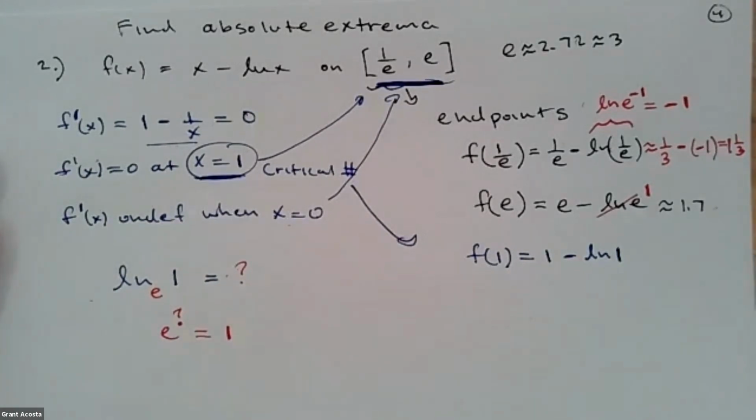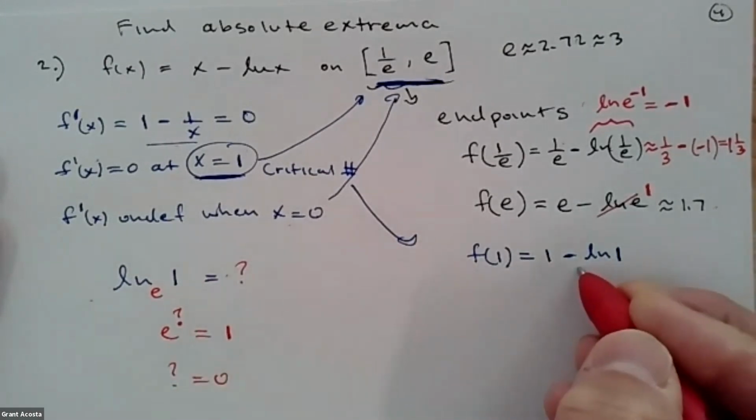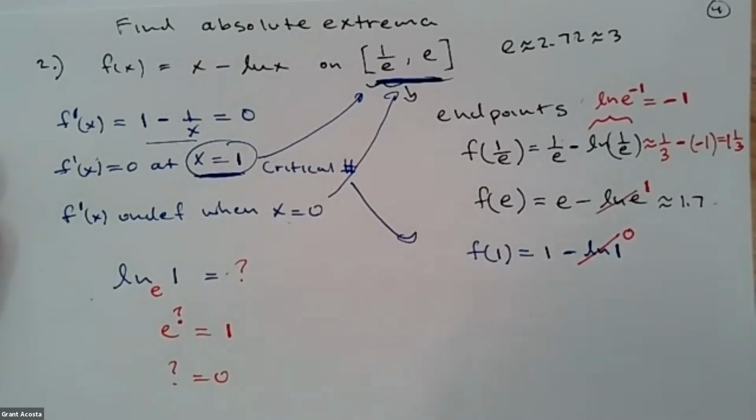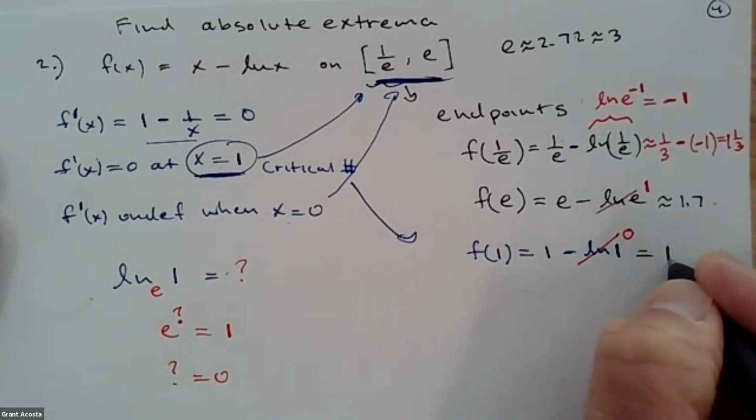It's got to be 0, right? The only power you could raise e to, so that would have to be 0. So anytime you see the natural log of 1, or really any log of 1, it's always going to be 0. So this gives me a value of 1.